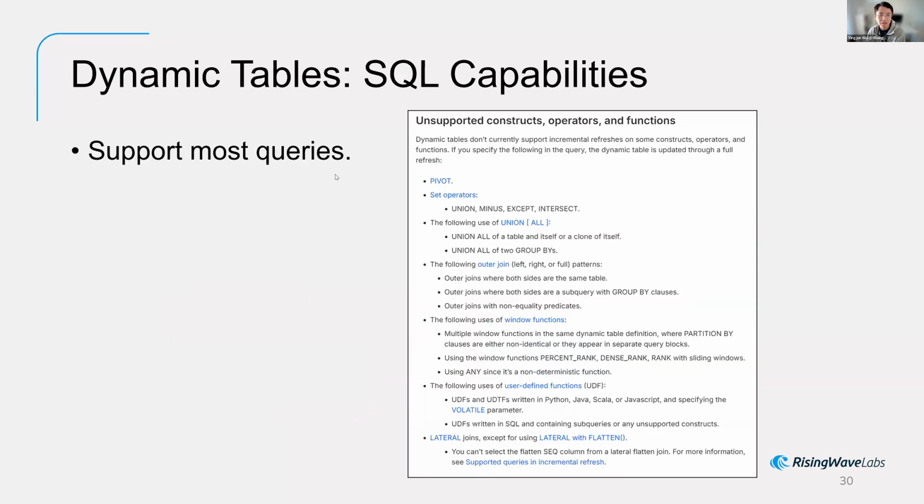Then what about the SQL capabilities? Well, dynamic tables support most of the queries, I have to say. The only unsupported constructs, operators and functions are things like pivot, set operators, well, probably UNION ALL, right? And some of the joins, these complex operators. But why can they support so many queries?